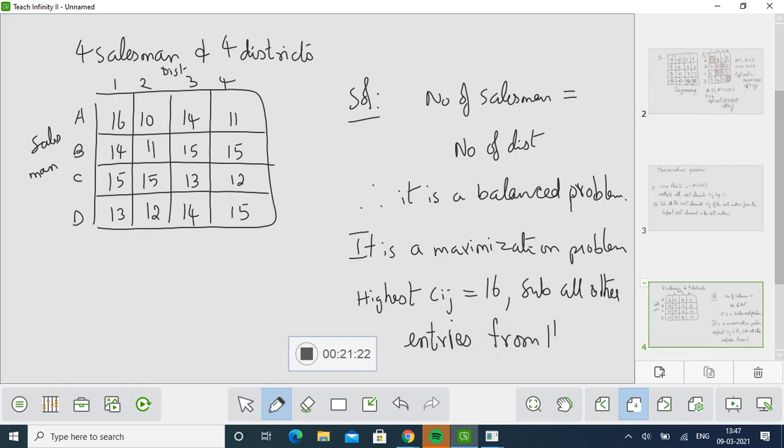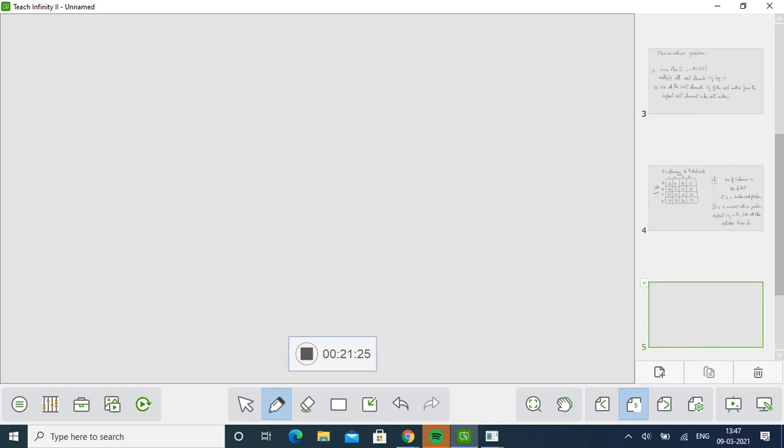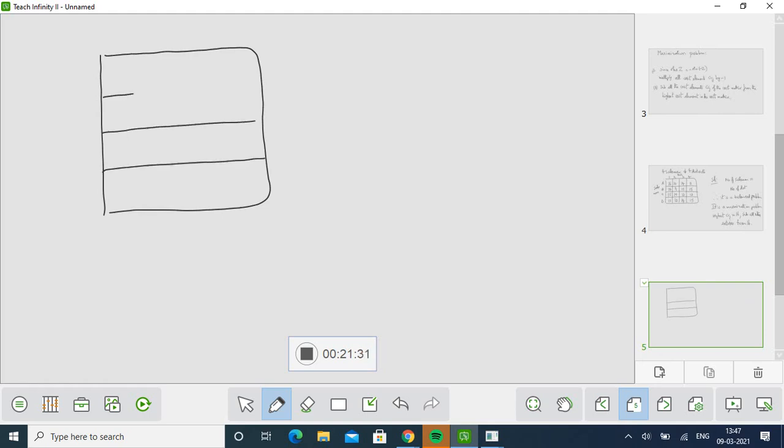So when I subtract all the other entries from 16, what will I get? I will have a new 4 cross 4 table: 1, 2, 3 and 4. Now we have 16 minus 16 is 0, then 16 minus 14 is 2, 16 minus 15 is 1, 16 minus 13 is 3.